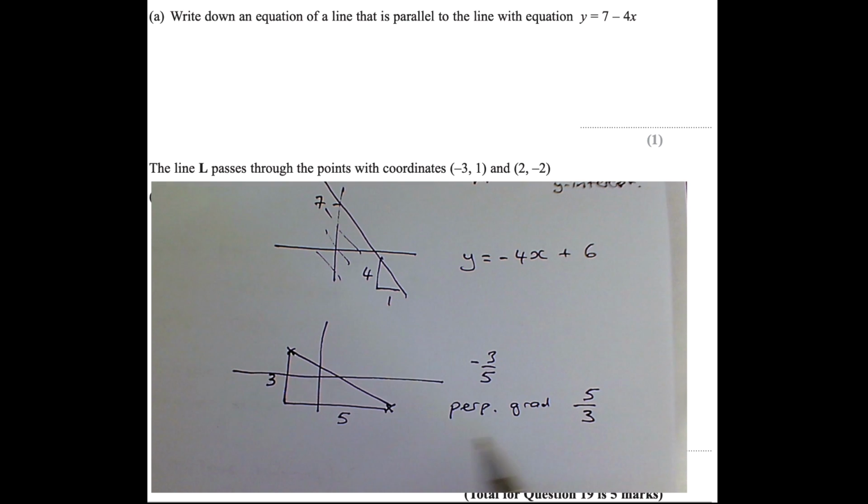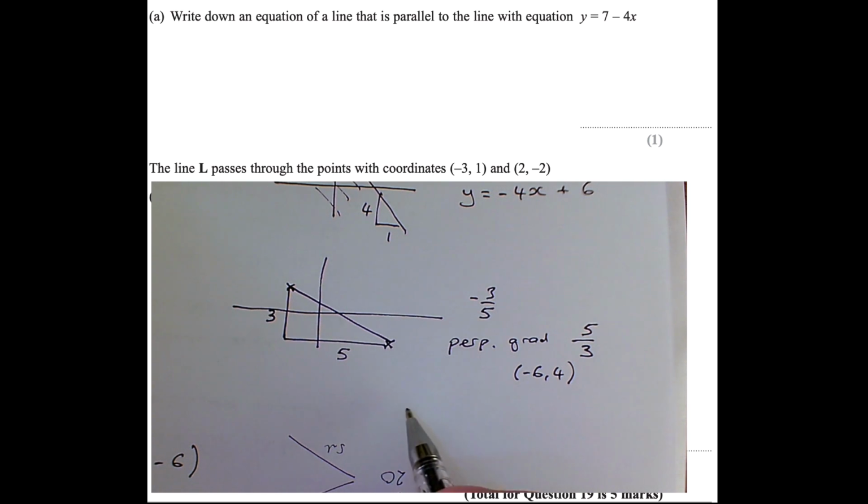Now, they've given us a point in the question. So we've got to put a line that goes through minus 6, 4, with the gradient of 5/3. And this is where you can use y minus the y coordinate is equal to the gradient times x take away the x coordinate. So y take away 4, that's from the y coordinate, is equal to my gradient times x take away the x coordinate. That's the easiest way to find the equation of a line, I believe.